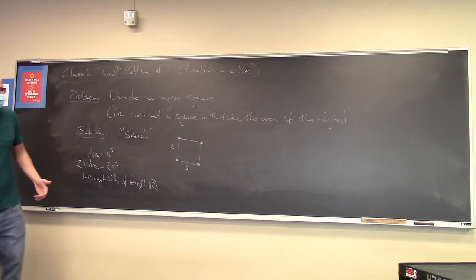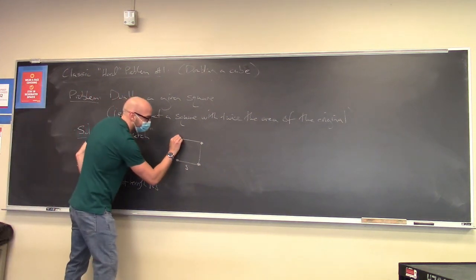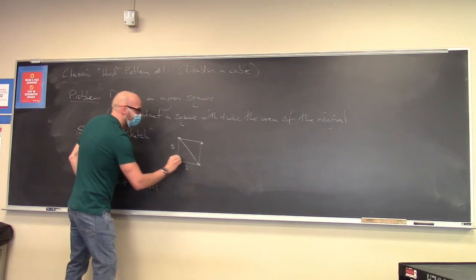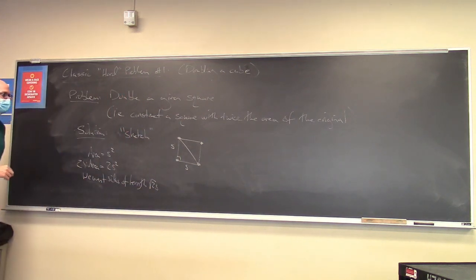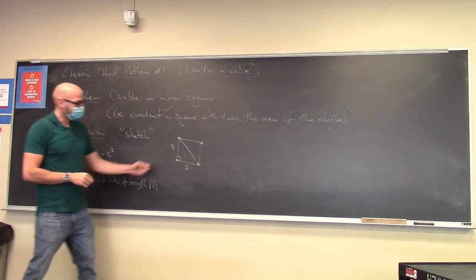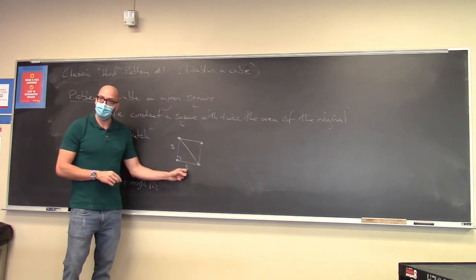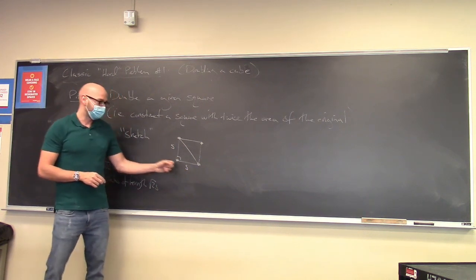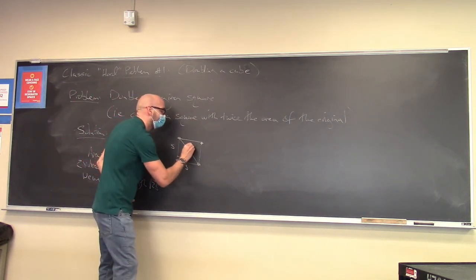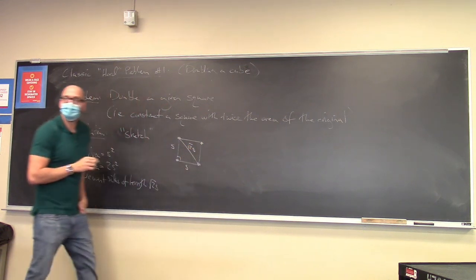Well, Pythagoras, right? Drawing this diagonal, that's a right triangle. And the length of the hypotenuse is the square root of s squared plus s squared, square root of 2s squared. This is length square root of 2s.